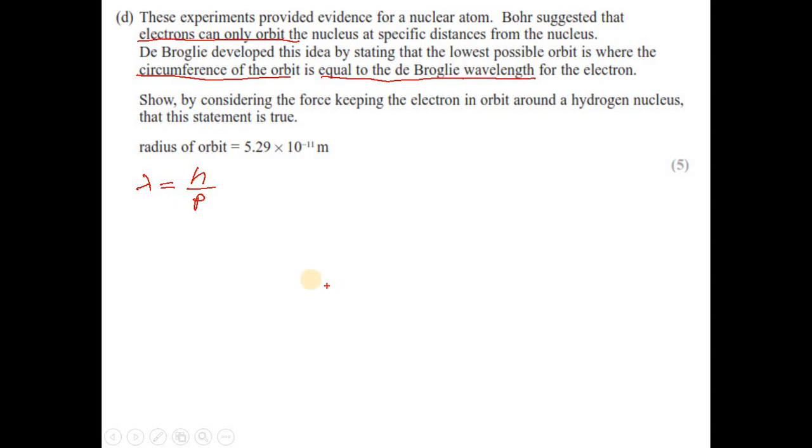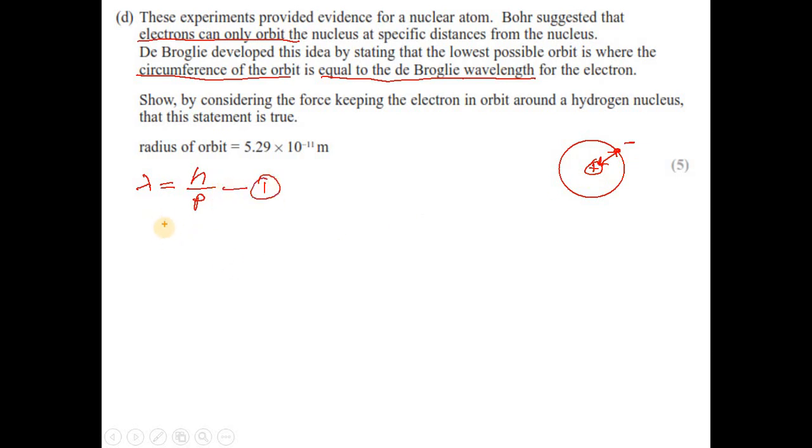Now let's see, because you know that in an atom, this is the nucleus with the proton, and this is the electron with the negative charge. It's all about the hydrogen atom. So you have an electrostatic force between the electron and the one proton there. The electrostatic force is behaving as a centripetal force. So the electrostatic force, call it equation number 1.